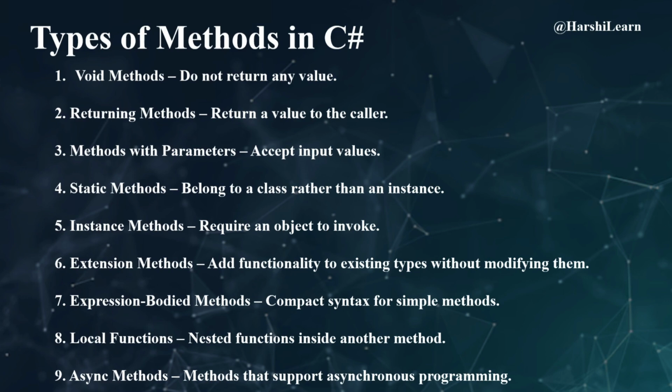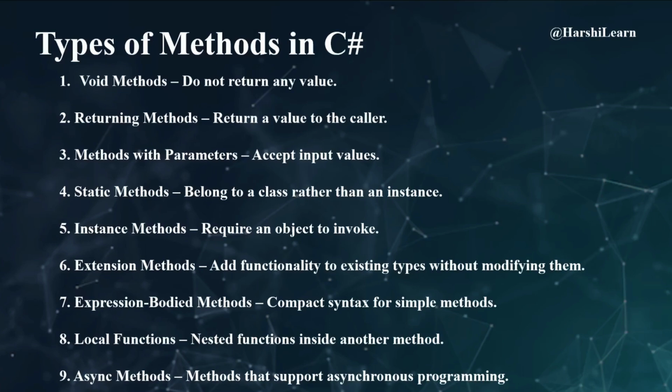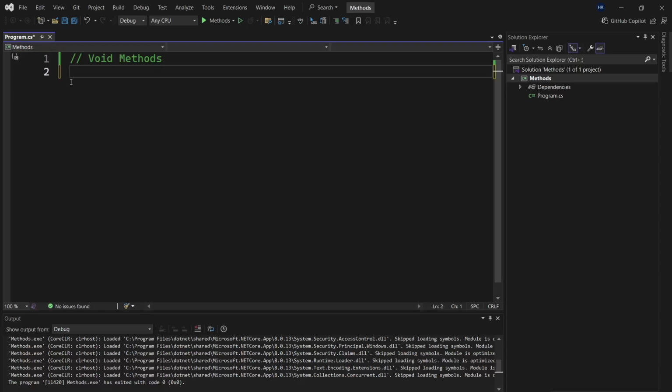And the last one is async methods. So when you need to perform tasks like fetching data from a server without freezing your code, you can use async methods. Each type serves a unique purpose and can make your code more efficient. Up next, let's see how to use them in action.